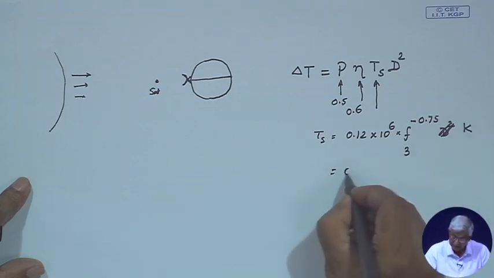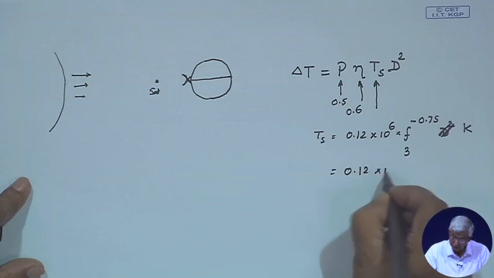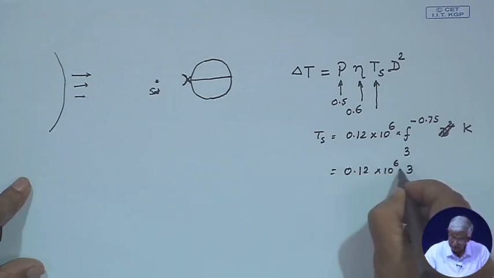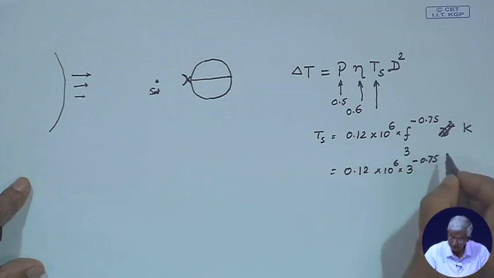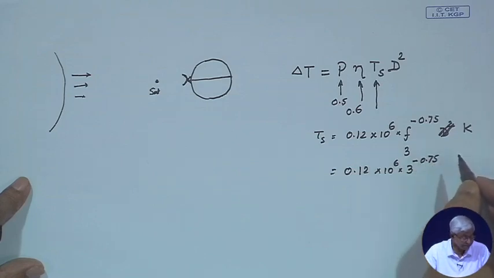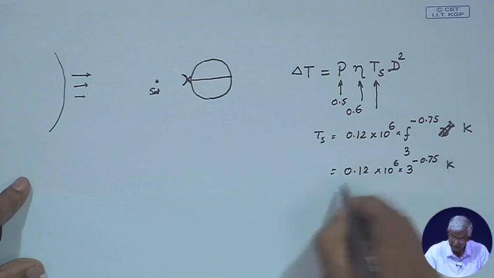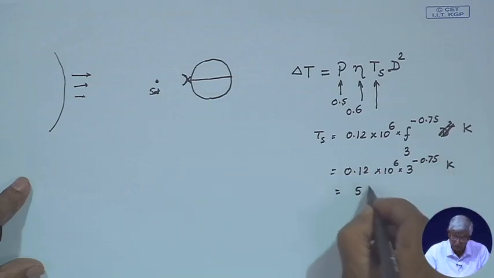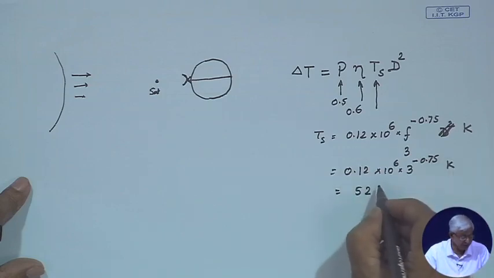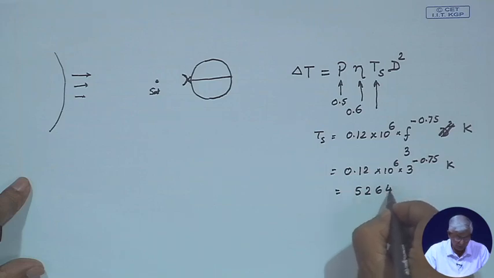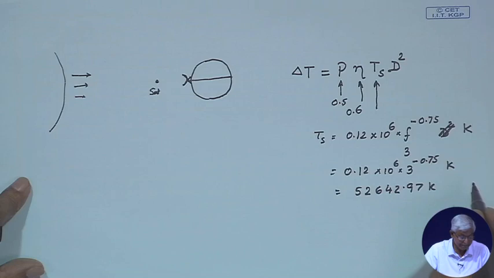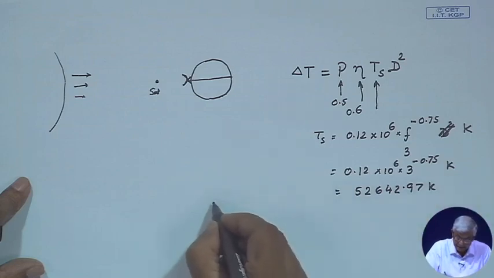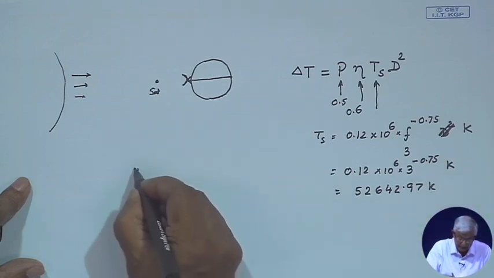Now, that is equal to 0.12 into 10 to the power 6 into 3 to the power minus 0.75 Kelvin, which, if you calculate, will come to 52642.97 Kelvin.